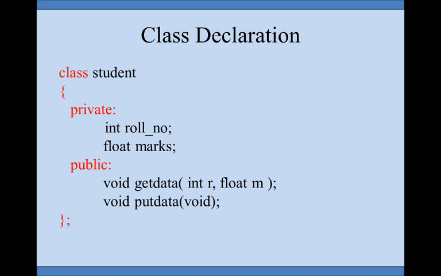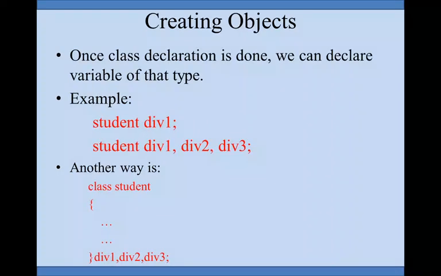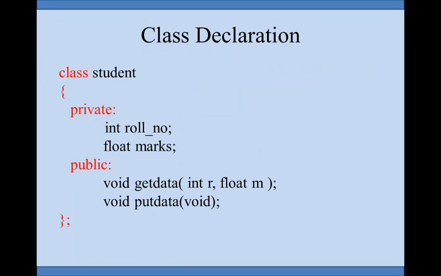Now the public members are get data and put data. Get data will take input from the user, that is roll number and marks, and the put data function I am writing here just to display the information. I am writing the return type as void, that means it is not returning anything. So this is all about the objects and classes. One by one we'll see.